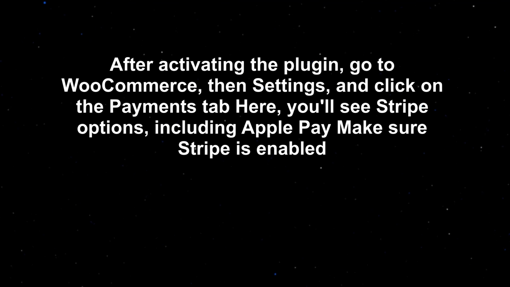After activating the plugin, go to WooCommerce, then Settings, and click on the Payments tab. Here, you'll see Stripe options, including Apple Pay. Make sure Stripe is enabled.